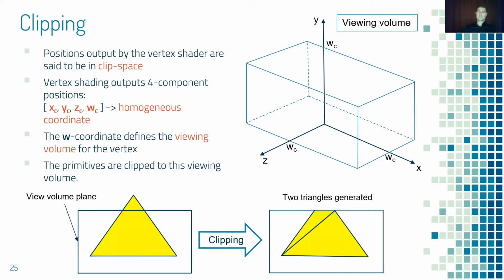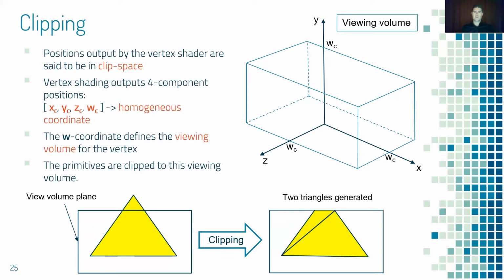This is just one plane of the viewing volume, and we have this yellow triangle. It goes beyond the viewing volume. So what the GPU will do is cut off the part that goes out of the viewing volume, and in this case it will create 2 new triangles, both of which are within the viewing volume.